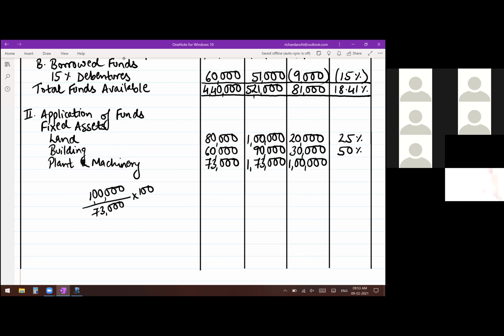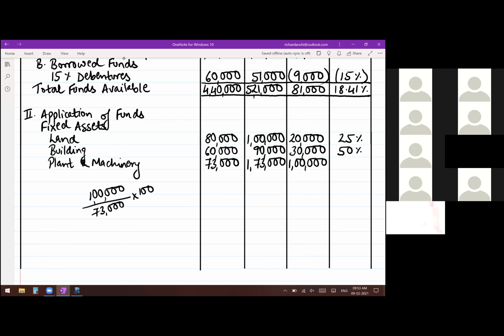Yes, anybody with percentage change? It's coming 136.98%. That's right. It has gone above 100% because if you see, the initial amount was 73 and the change is much more than 73. It is 1 lakh. So the moment that happens, it goes above 100%. In this case, 136.98%.